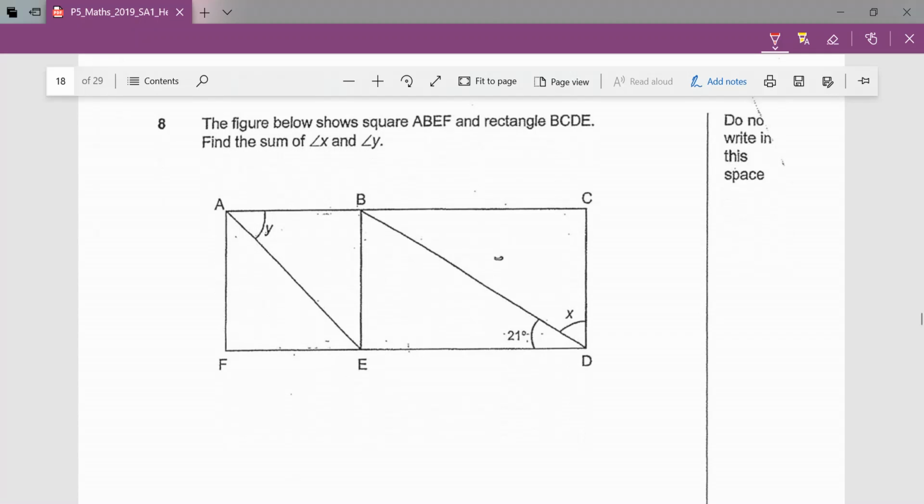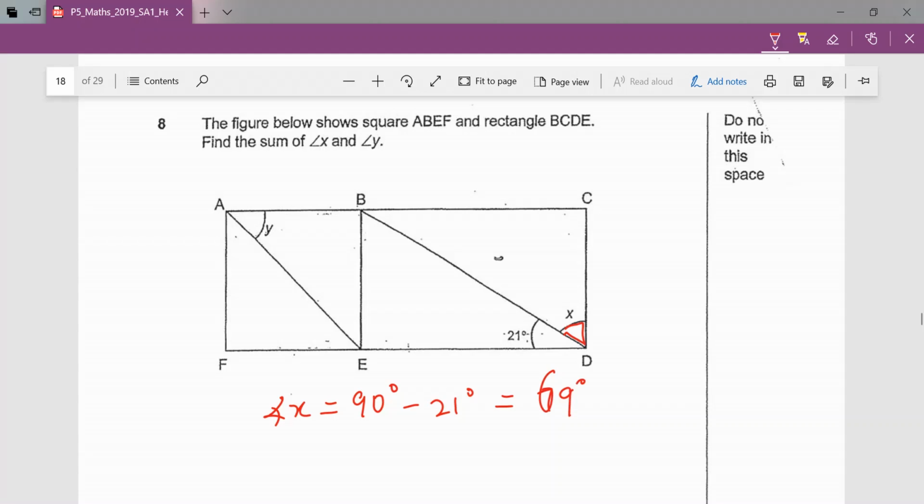The figure below shows square ABEF and rectangle BCDE. Find the sum of angle X and angle Y. Angle X, alright, over here is basically 90 degrees. This is your property of a rectangle, right? All 4 angles are 90 degrees. 90 degrees minus 21 degrees, you're going to get 69 degrees.